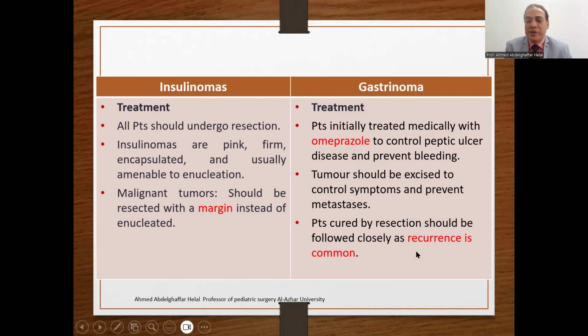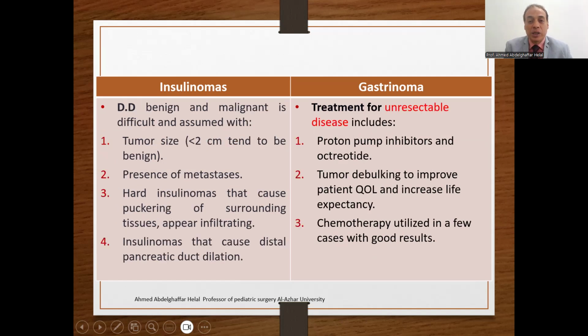Patients cured by resection should be followed closely, as recurrence is common. The differential diagnosis between benign and malignant insulinoma is very difficult and can be assumed with tumor size and presence of metastasis. The hard insulinomas that cause puckering of the surface of the pancreas appear infiltrating. Insulinomas that cause distal pancreatic duct dilatation appear to be malignant.